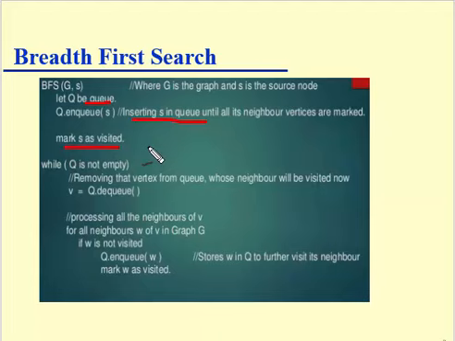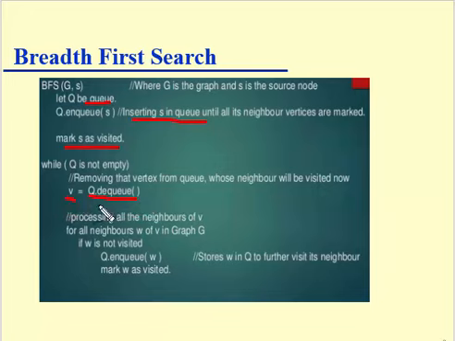Okay. Next, what I have told you, you need to do all these things while the queue is not empty. So while the queue is not empty, what do you have to do? Remove the element from the queue. So you can say queue dot dequeue. Delete the element and store that in V.